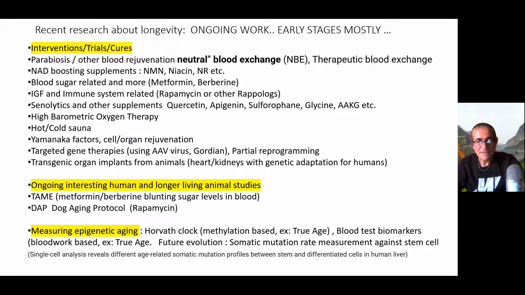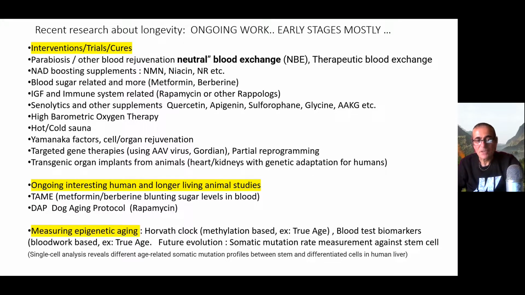I gave already an example with Dr. Barzilai doing TAME on metformin and berberine, blunting the sugar levels in blood, and then rapamycin dog aging protocol trial, trying to measure the improvements in life duration and also the quality of life during that time.